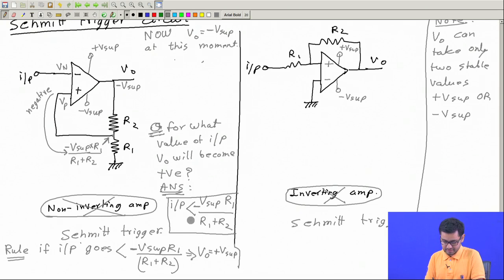Okay. So, this is the boundary value of the input, or transition value of the input, when both Vn and Vp are equal. And then if you decrease input further, then output will be positive.